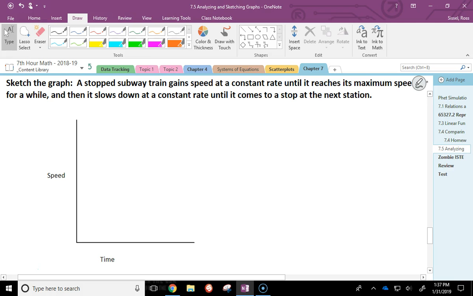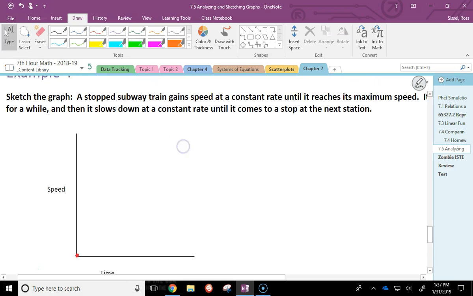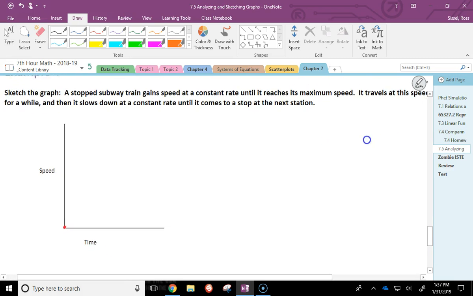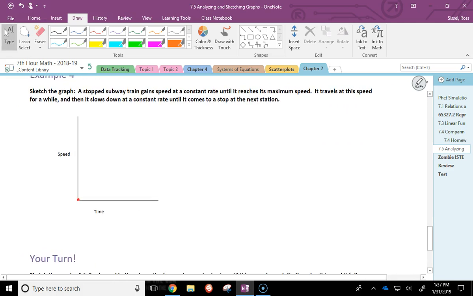It says, a stopped subway. So it's stopped. You're going to start here. Gain speed at a constant rate until it reaches maximum speed. So a stopped subway train gains speed at a constant rate until it reaches maximum speed. Once it hits maximum speed, it travels at this speed for a while and then slows down at a constant rate until it comes to a stop. So this is the one for the sucker. Draw in your notebook, your foldable, how would we graph this and model it?